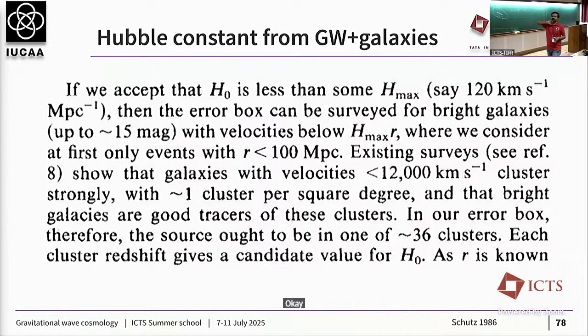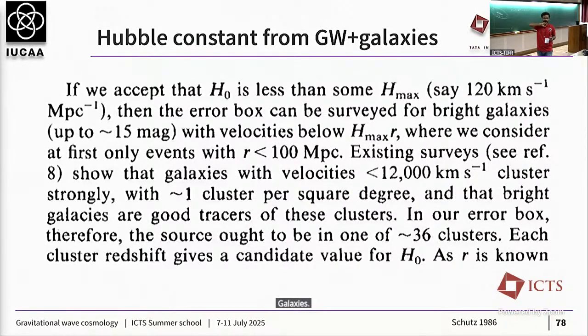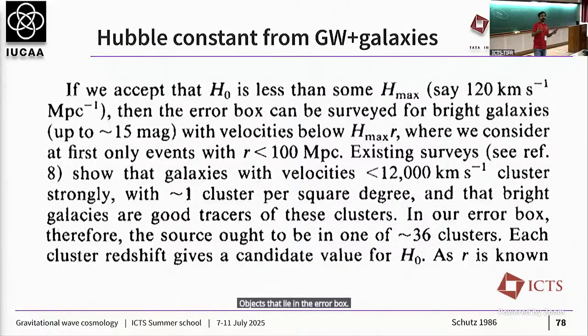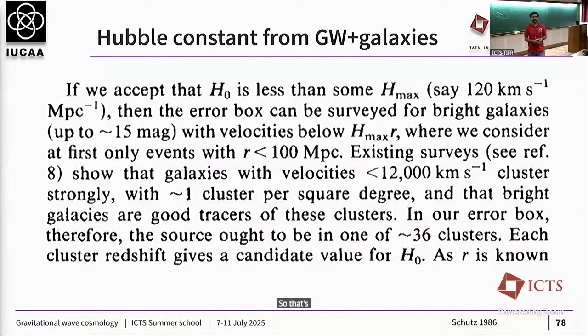Now, of course, the gravitational wave event cannot lie in all of these galaxies. It will lie in one of these galaxies. And so what will happen is you will get the right answer for only one of these objects that lie in the error box, not for all. The others will be randomly distributed. And so now, if you have multiple events instead of one, there will always be the one that gives you the right Hubble constant, and the others will be quite random. And so you can pick out the correct Hubble constant in this way, statistically, if you have many, many events. So that's basically the gist of it.